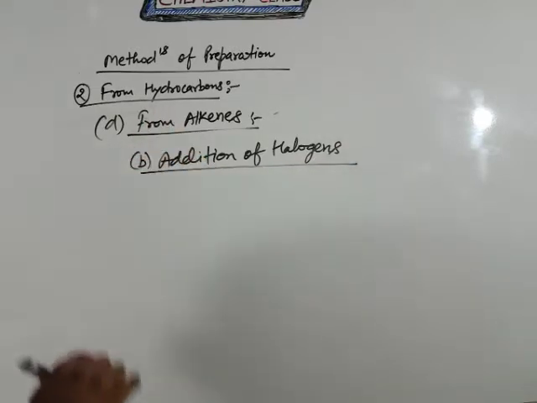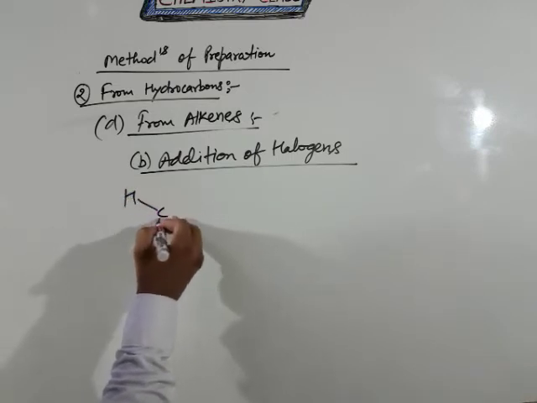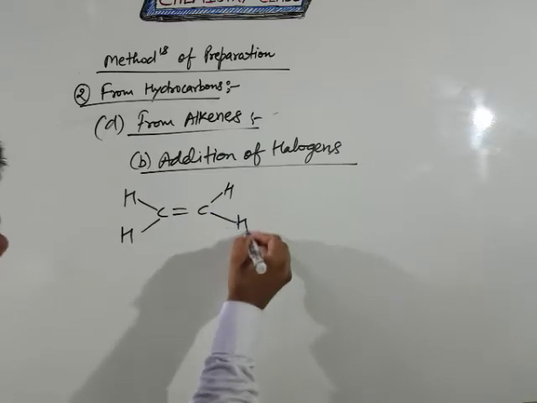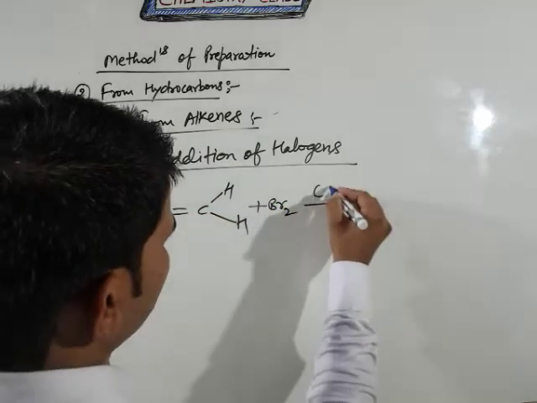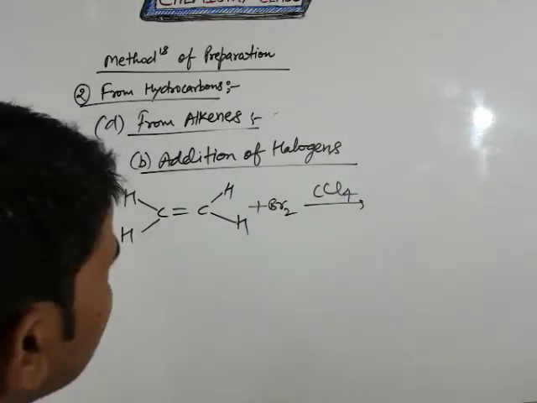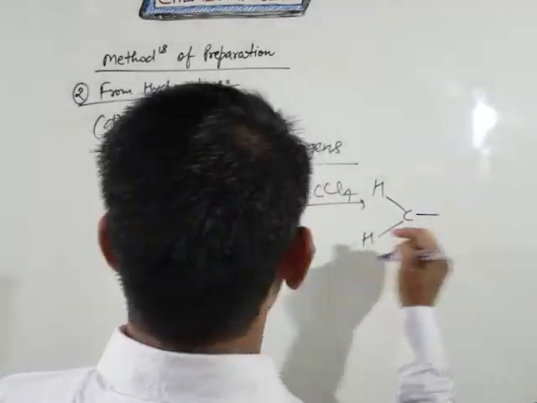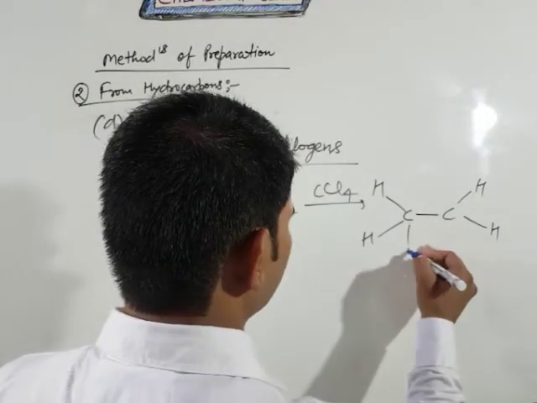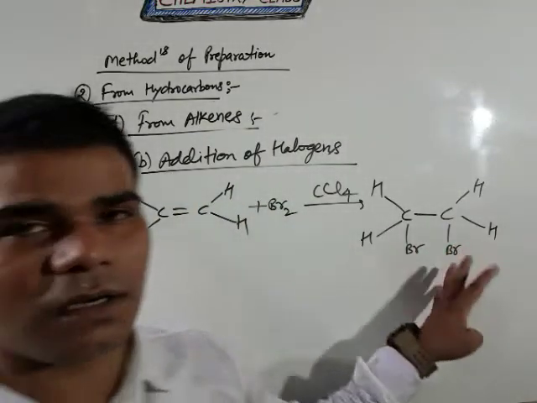This is also a point of the alkenes. If we take the example of CH2=CH2 and react it with Br2 in CCl4, here CCl4 is the solvent. The product has a C single bond, and the double bond also converts into a single bond, with one Br attached to this carbon atom and another Br attached to the other carbon atom.